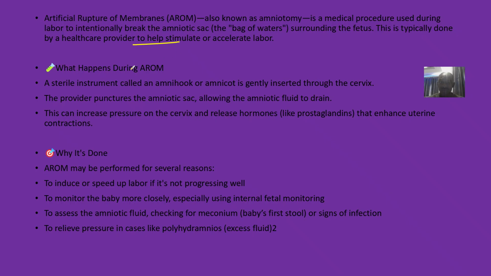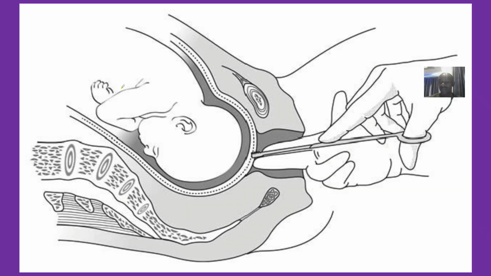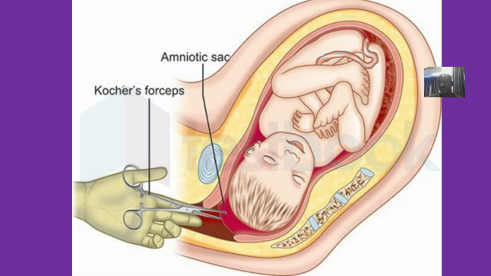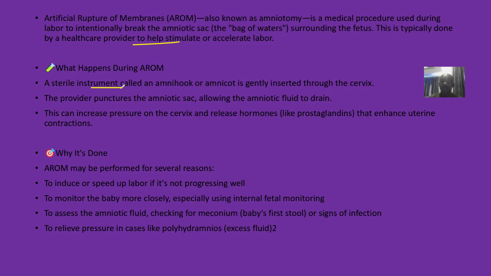So what happens during this artificial rupture of membranes? A sterile instrument, it could be an amnihook or amniocut. Okay, some people can use forceps too. So the provider punctures the amniotic sac. This will now allow the amniotic fluid to drain out. This will now increase the pressure on the cervix, so more hormones will be released, and this will cause the woman to contract more so that the baby can be brought outside.